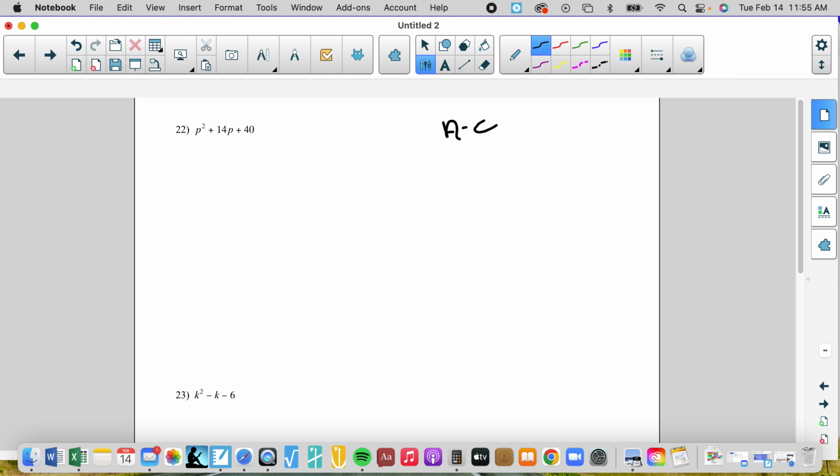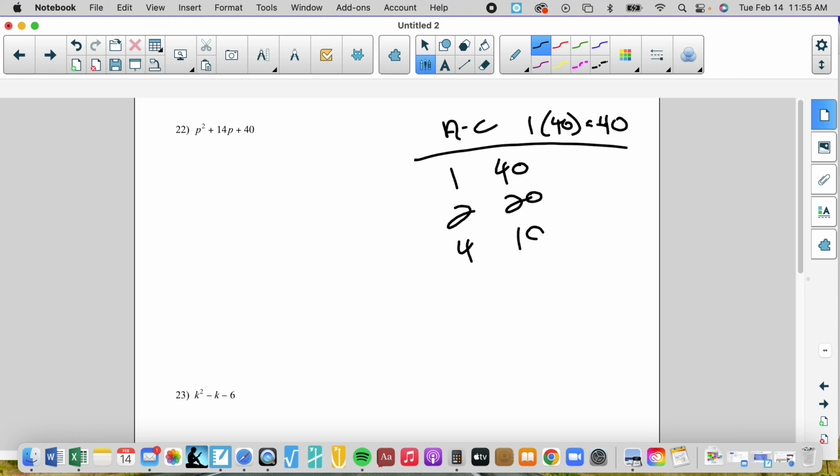A times C, A is 1, C is 40, gives you 40. Factors: 1 and 40, 2 and 20, 3 no, 4 and 10, 5 and 8. Signs are the same, and they're both positive. Positive, positive, positive, positive.